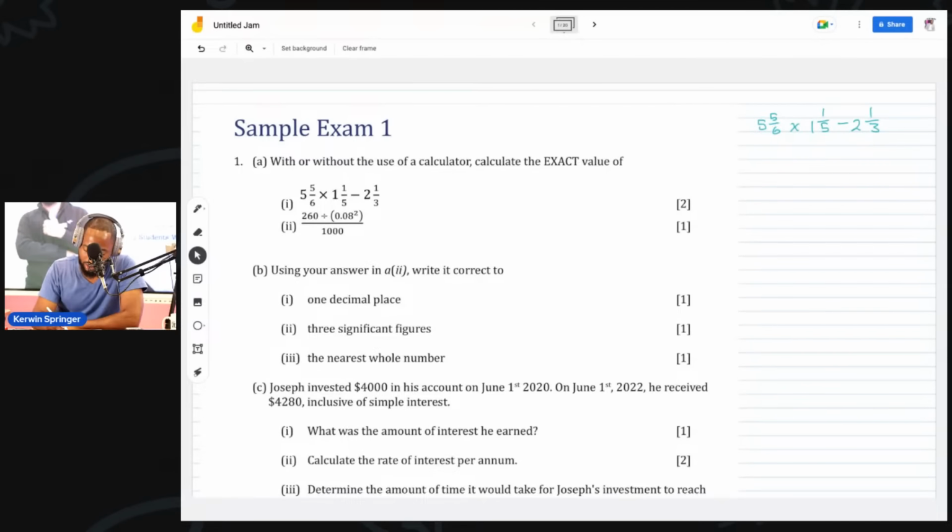5 by 6 is 30 plus 5 is 35 over 6, multiplied by 1 by 5 plus 1 is 6. Hopefully you know what I'm doing here. If you don't know what I'm doing here, you're in a rough place, my friend. 2 by 3 plus 1, 7/3.